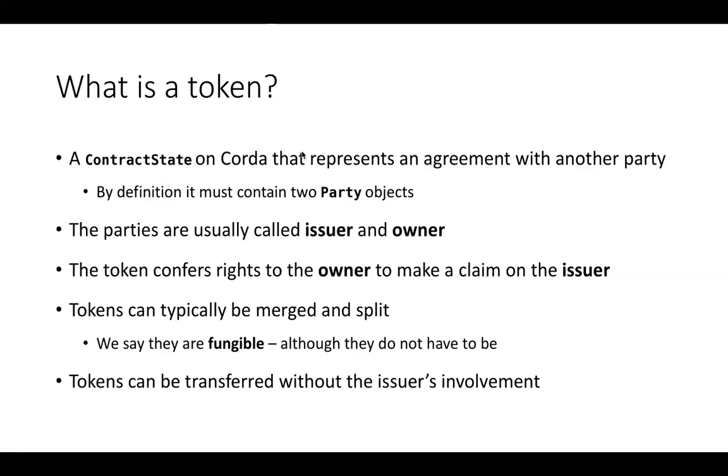In Corda, we typically call the parties issuer and owner, because we have an issuer of the token. Let's say if we have a company that wants to issue tokens representing shares on Corda, then the company would be the issuer and the owners would be the investors. And these tokens typically confer rights to the owners to make a claim on the issuer, for the issuer to deliver what the underlying is.